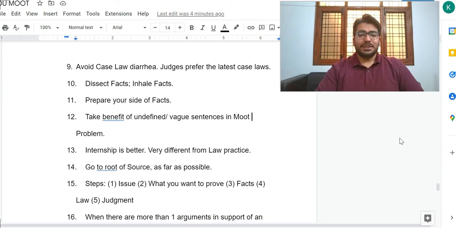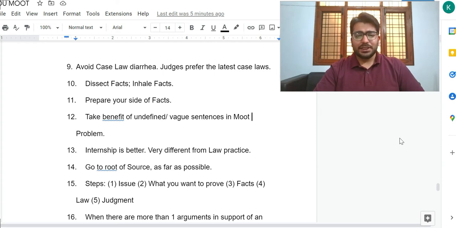My next suggestion is to take benefit of undefined or vague sentences in the moot court competition proposition. There must be many vague terms, phrases, or open-ended paragraphs which can mean anything, right? Even in law, it is a very common phrase that even a comma or a semicolon makes a hell of a difference in interpretation. So is the case with open-ended sentences or paragraphs which can be construed in any way. So try to take advantage of that, and I will show you how in my next video, where I will discuss the moot court proposition.